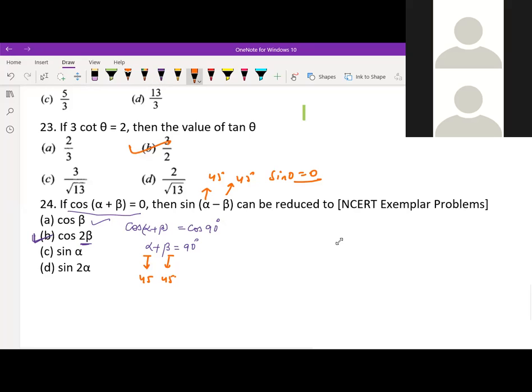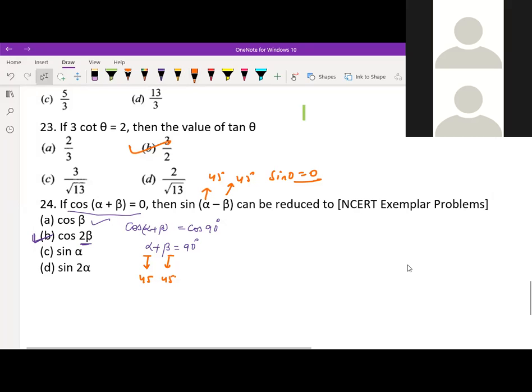If you know alpha plus beta, you can find alpha minus beta. Sir, we can do it by squaring them. Alpha and beta you should know, and you're squaring both sides. Okay, is it clear? Directly you can put the value of alpha and beta, that also is possible. So cos 2 beta should be the correct answer.